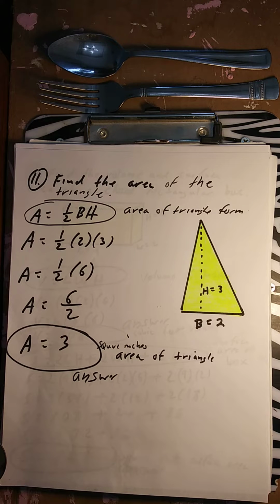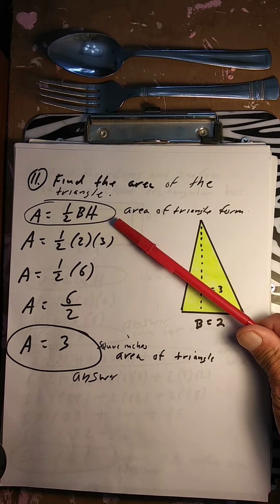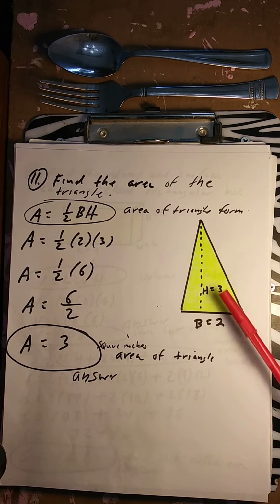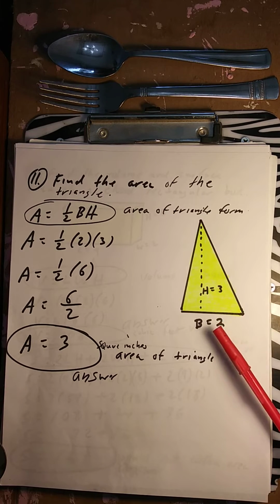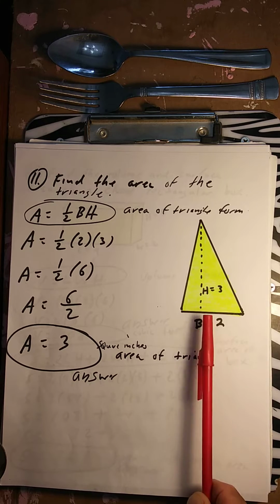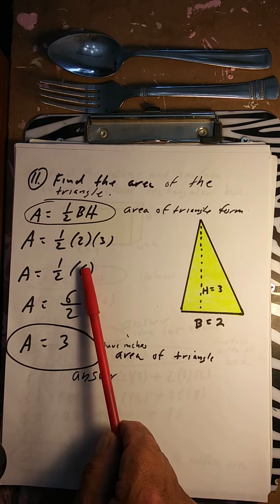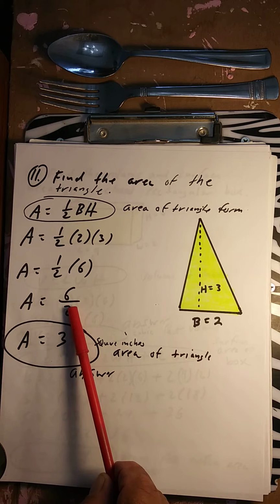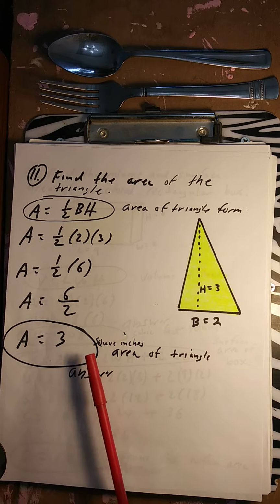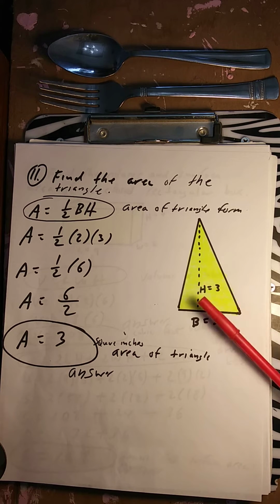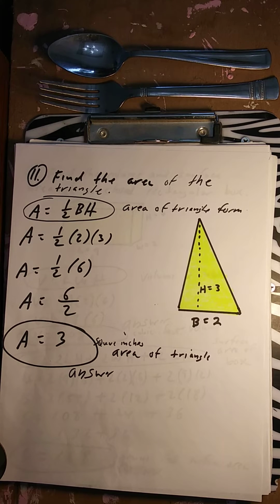Find the area of the triangle. Area of the triangle is 1/2 the base times the height. Base is right here, and the height is right there. You see it? So 1/2 base times height. The base is 2 times 3, which is 6, and 6 over 2, you can divide it out into 3. So this is going to be 3 square inches in here. These are inches.